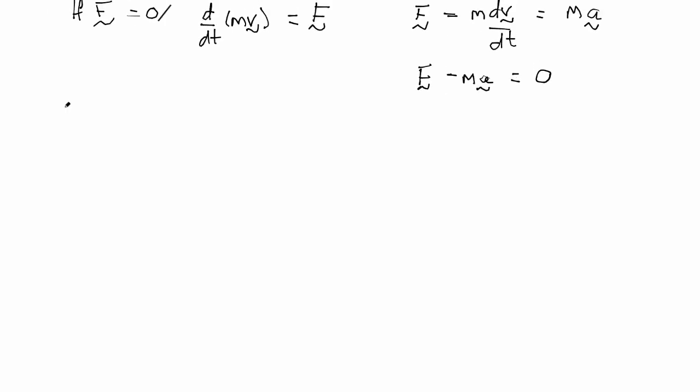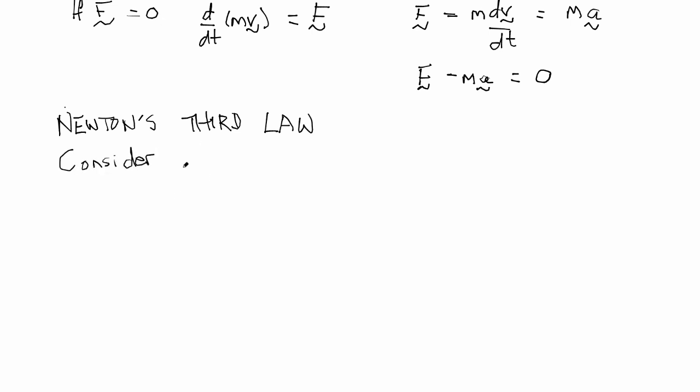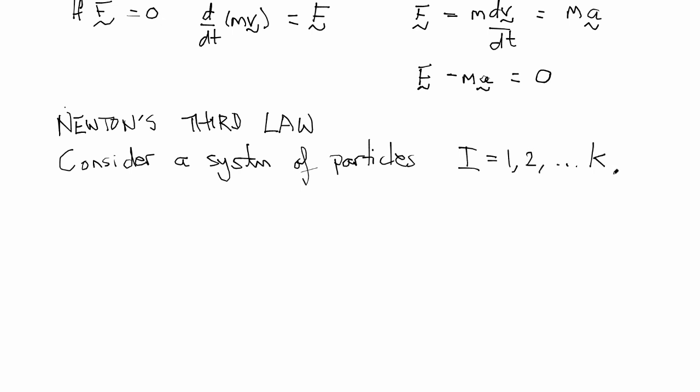That brings us to Newton's third law. For this we need to consider, instead of one particle, a system of particles. So let's consider a system of k particles that we'll label with the index i, 1, 2, up to k. And now we'll let Fij be the force of interaction exerted by particle j on particle i.